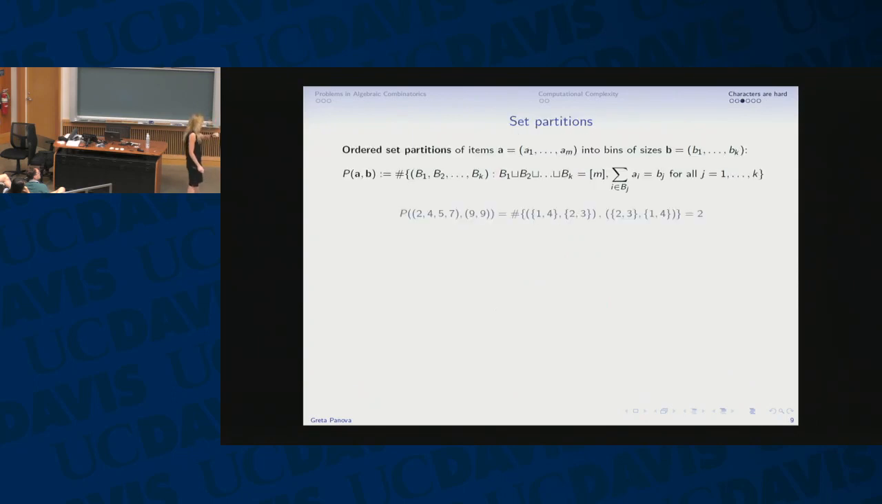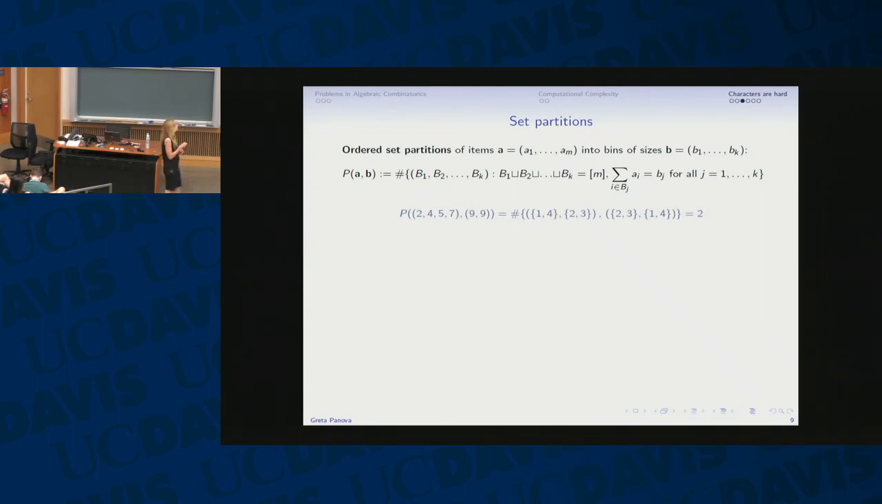How do we prove this? I'm not going to use the Murnaghan-Nakayama rule, though I explained it. I'm going to use a different formula to evaluate the characters. So we're going to go into set partitions. What is this set partition problem? It's one of these classical hard problems in computational complexity.